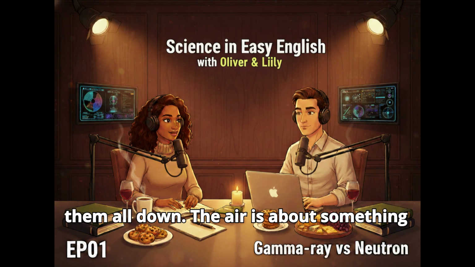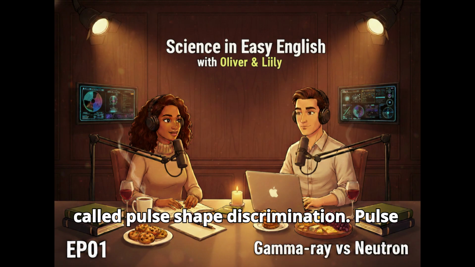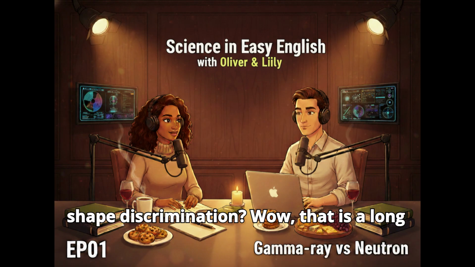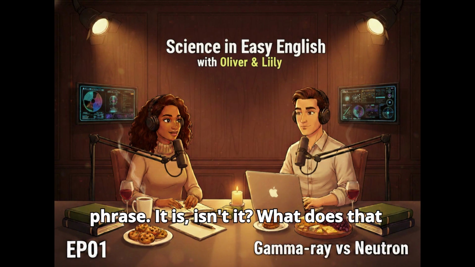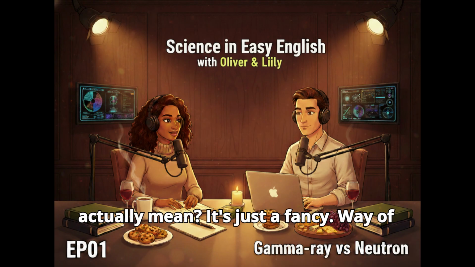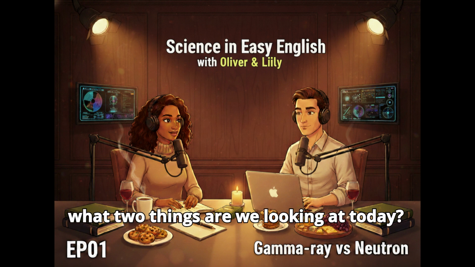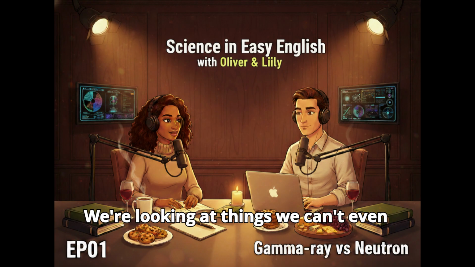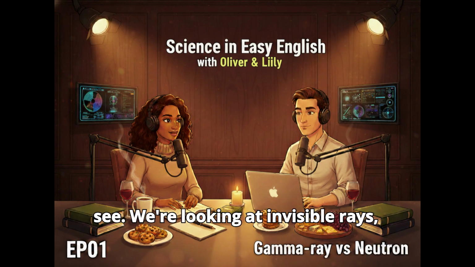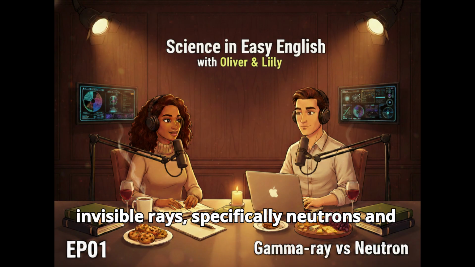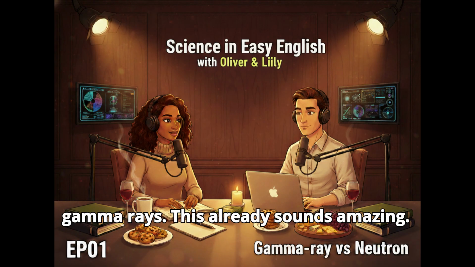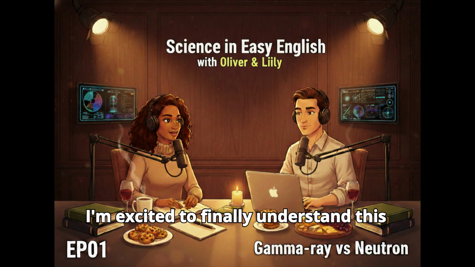The paper is about something called pulse shape discrimination. Pulse shape discrimination. Wow, that is a long phrase. It is, isn't it? What does that actually mean? It's just a fancy way of saying telling two things apart by looking at the shape of their glow. And what two things are we looking at today? We're looking at things we can't even see. We're looking at invisible rays, specifically neutrons and gamma rays. This already sounds amazing. I'm excited to finally understand this.